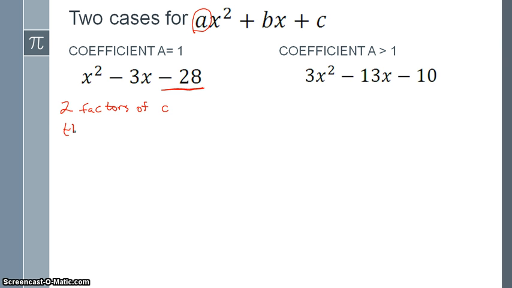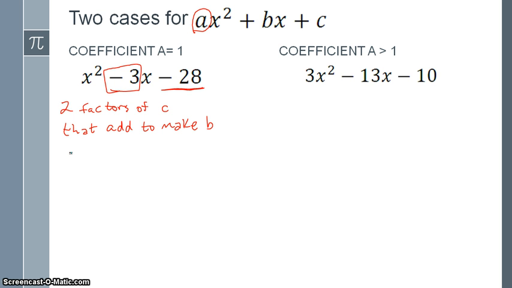that add to make b. And then here's b. I'll square it so that we know the difference between the two. So there's our b value, and our c value is negative 28.